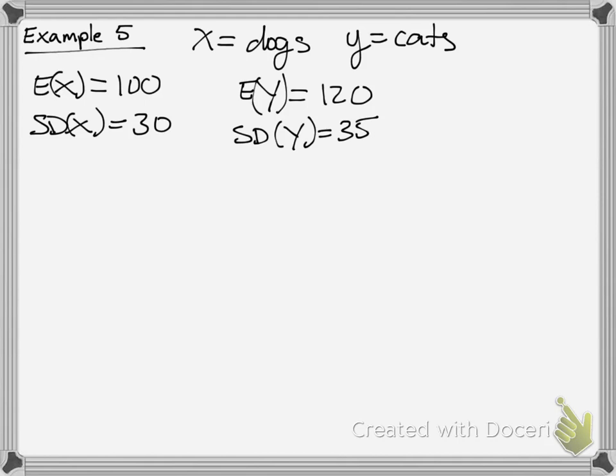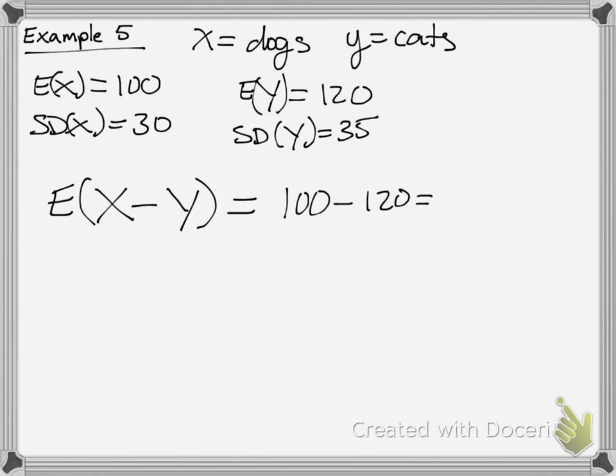So we're looking for our average cost if we were to subtract our two random variables. We know that our average of dogs was $100, and if we're trying to find the average of this difference, we're just going to subtract them. So 100 minus 120, which would give us negative $20.